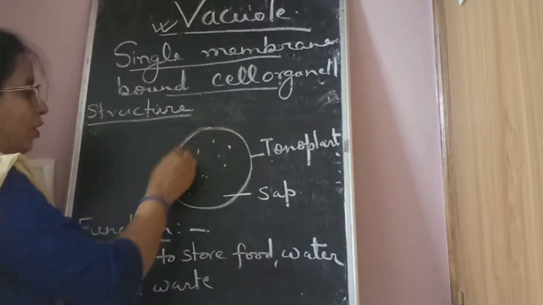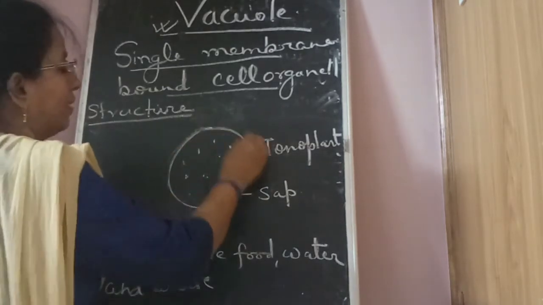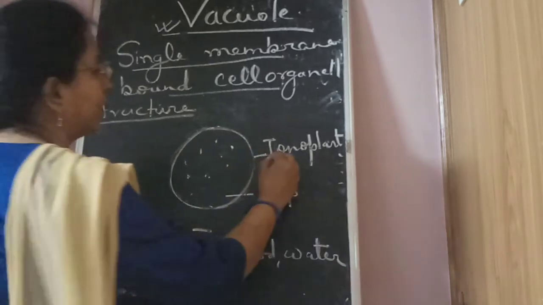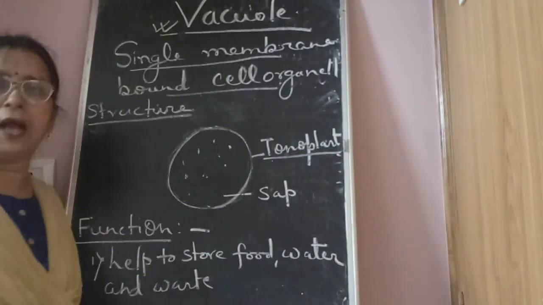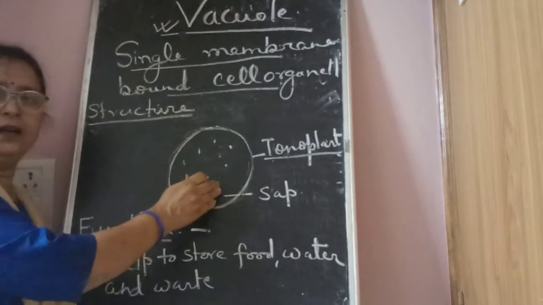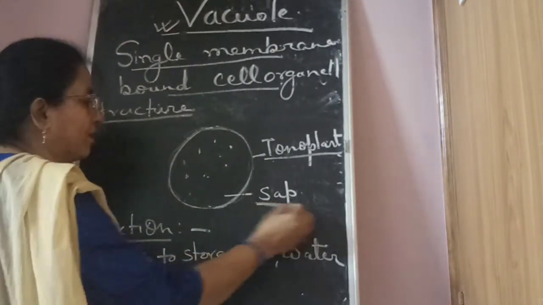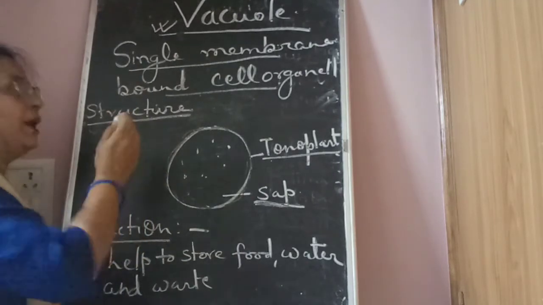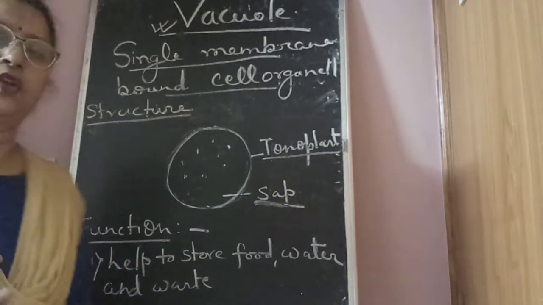What is its structure? It is rounded and a membrane covers it from all sides. It is called a tonoplast. It is filled with sap. It is called cell sap. Now, what is the number of vacuoles?